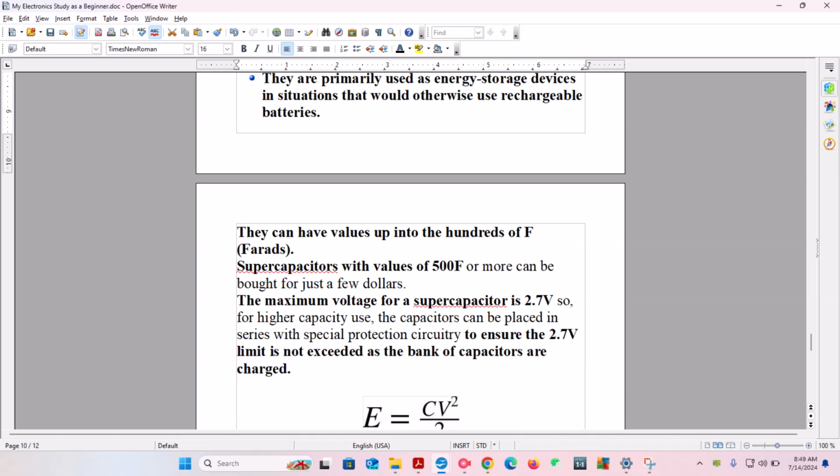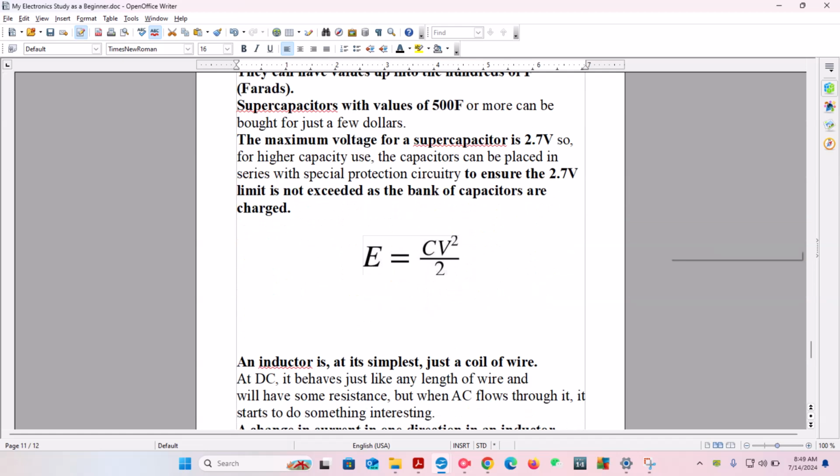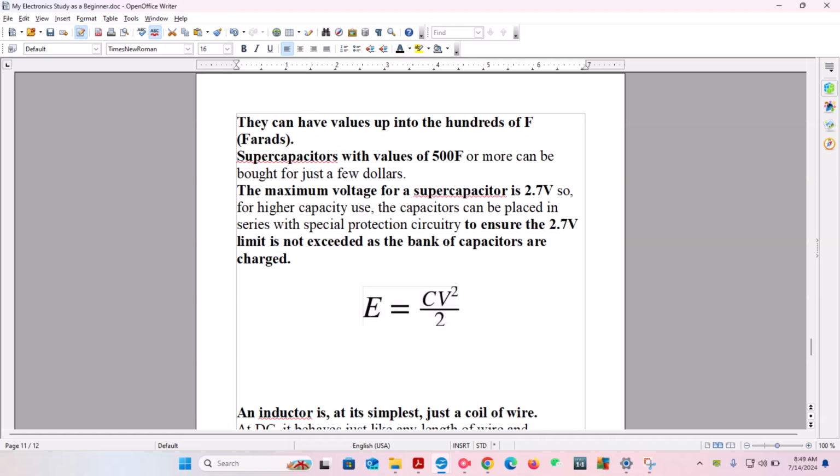So for higher capacity use, capacitors can be placed in series with special conditioned circuitry to ensure that the 2.7 volt limit is not exceeded as the bank of capacitors is charged. And this is the energy for the capacitance. That's E for energy equals C times voltage squared divided by 2.